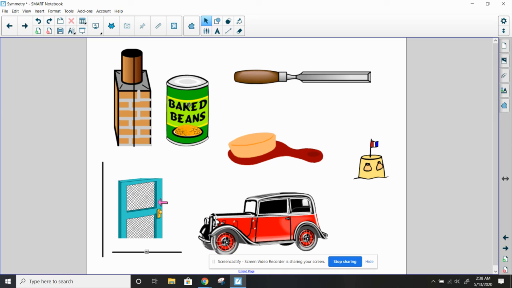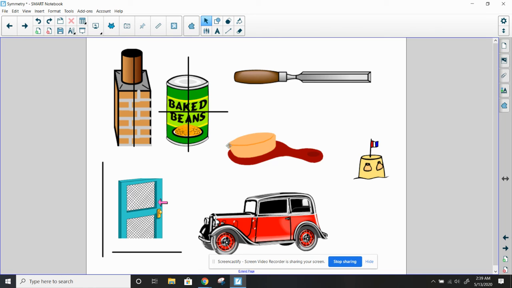How about our can of baked beans? Does that have a line of symmetry? Let's take this. What if I put it right in half? If this were a can of beans, yep, I could take the bottom and fold the bottom on top and have it be symmetrical, or 2 congruent figures. What about a vertical line? Yes. There are 2 lines of symmetry on this one.